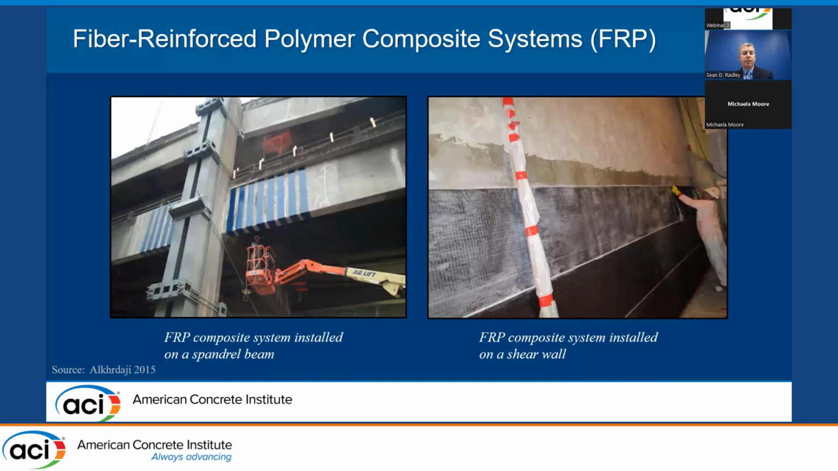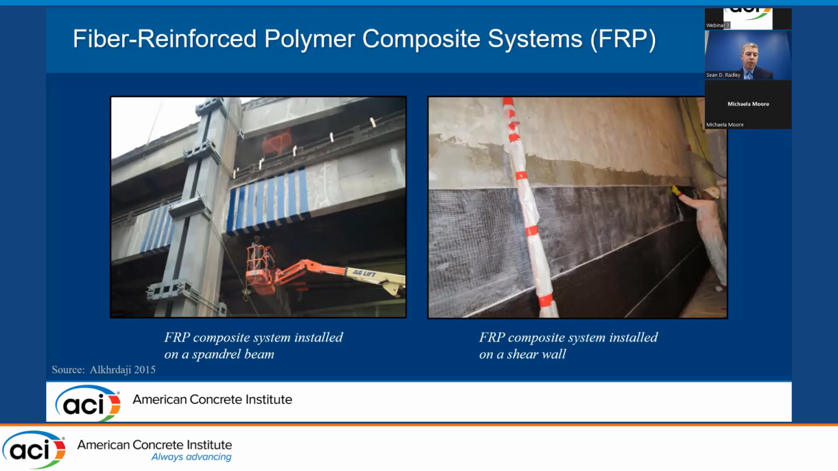The next method is fiber reinforced polymer composite systems, or FRP systems. In this method, high strength carbon fibers are embedded in a structural grade epoxy resin and mounted or bonded to the existing structure to increase the shear capacity. The main function of the fibers is to act as the main reinforcement for the composite system. It's the tensile reinforcement. And the main function of the epoxy resin is to both protect the fibers, to bind them together, and also transmit the forces from the existing structure into the fibers and also between the fibers.